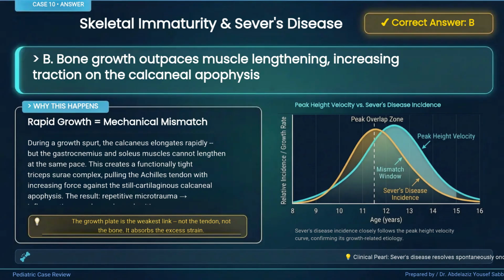An important clinical pearl: Sever's disease resolves spontaneously once the calcaneal apophysis fully ossifies, typically by ages 13 to 15 in girls and 15 to 17 in boys.